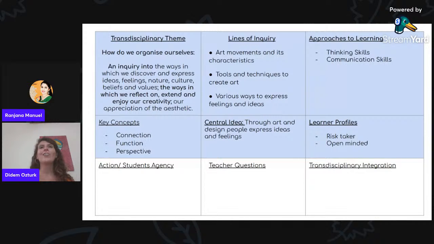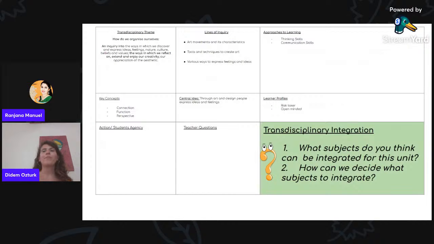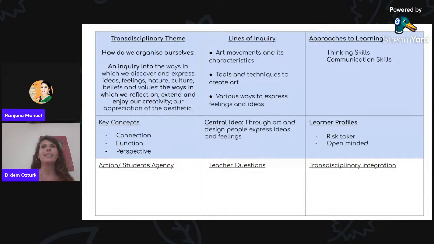You can write in the chat box what subjects. I think these are the two questions: What subjects do you think can be integrated for this unit? Also, how can we decide what subjects to integrate? I'll go back to the page. Yes, I am monitoring the chat box, waiting for responses.